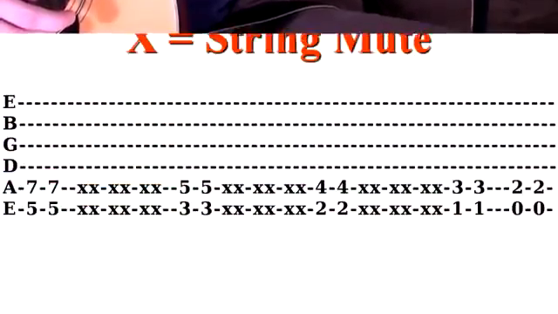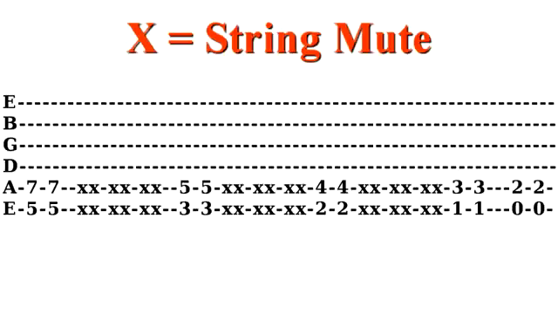Let's move on to string muting now. Whenever you see an X when reading guitar tab, you will mute whatever string that X is on. To do this, you lightly touch the string while you strum. It doesn't matter where along the string you mute it, so long as you create a nice dull sound. String muting is about rhythm rather than melody.